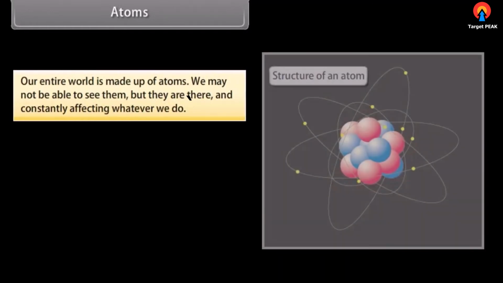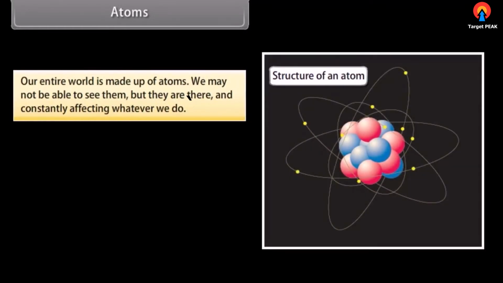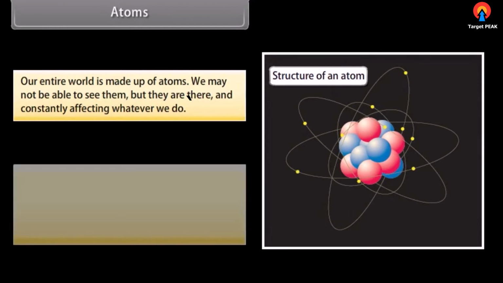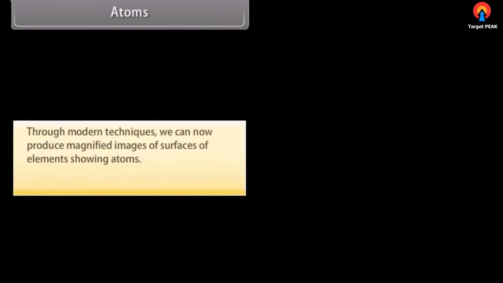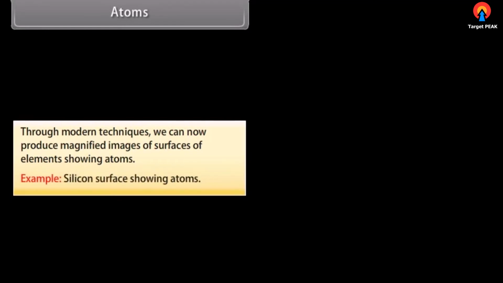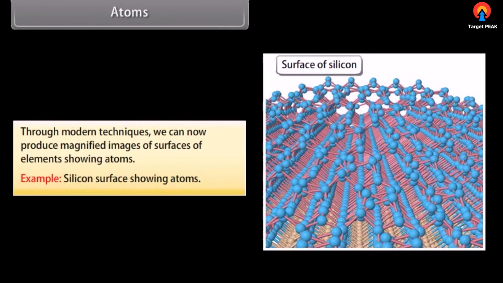Atoms. Our entire world is made up of atoms. We may not be able to see them, but they are there and constantly affecting whatever we do. Atoms are very small. They are smaller than anything that we can imagine or compare with. More than millions of atoms, when stacked, would make a layer barely as thick as this sheet of paper. Through modern techniques, we can now produce magnified images of surfaces of elements showing atoms. Example: silicon surface showing atoms.